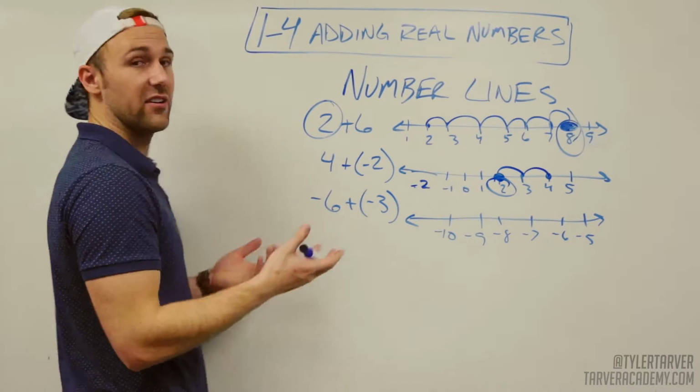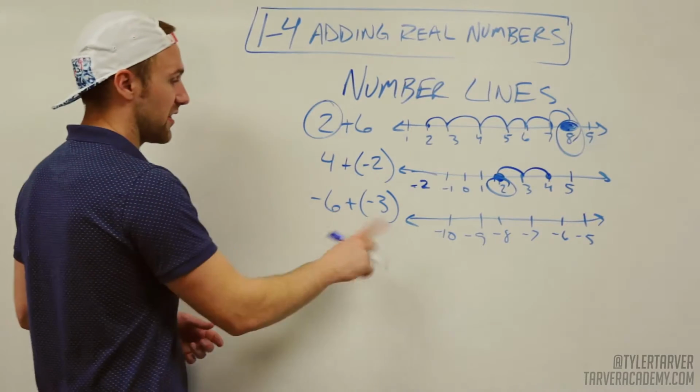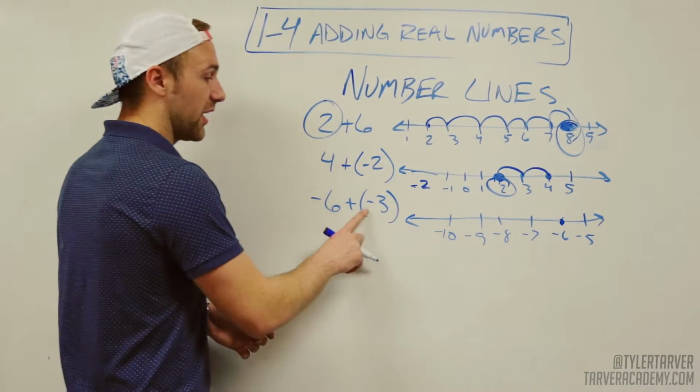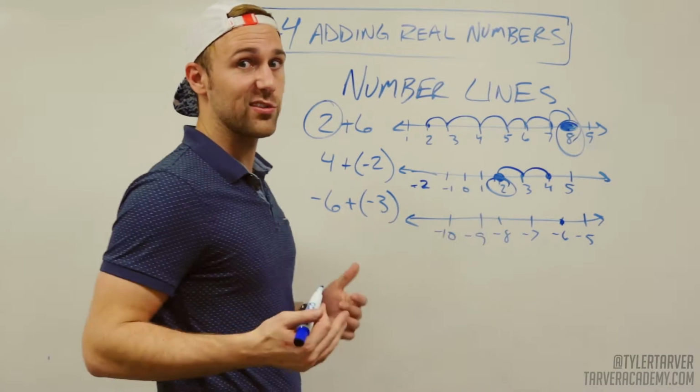So if you type it in your calculator, you'll get that answer. Okay, so let's try this last one. Negative 6 plus negative 3. So we got negative 6 where I want to start, and I want to go plus negative 3. So I want to go back 3.